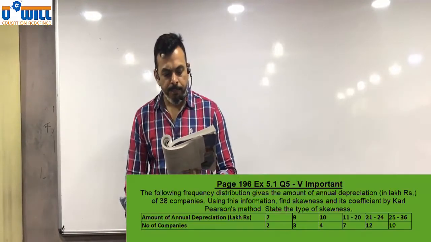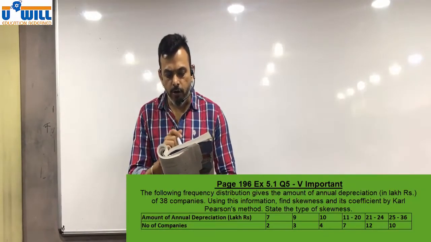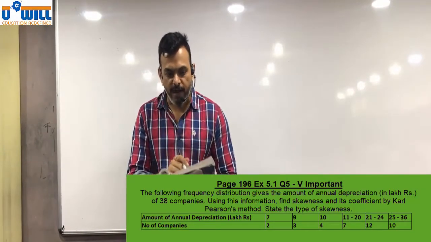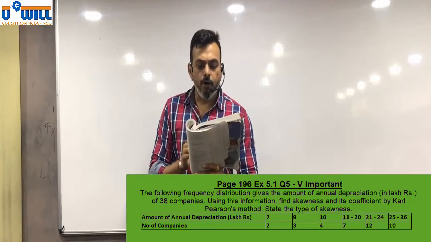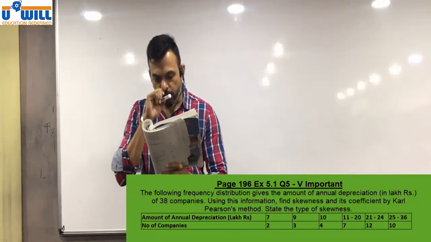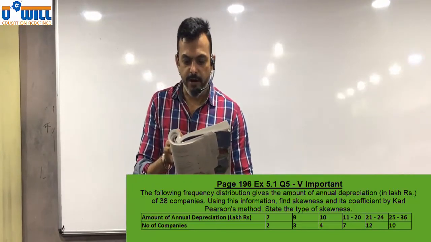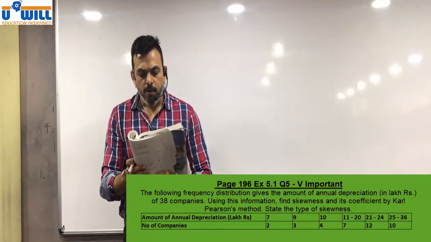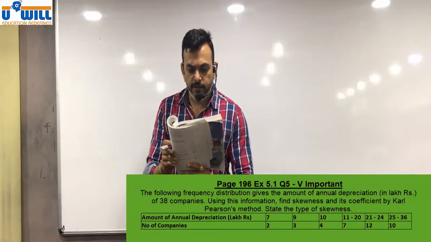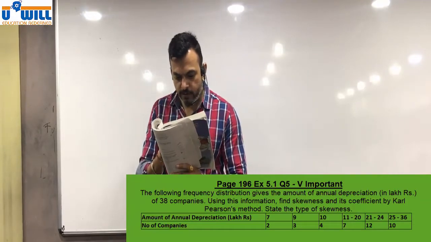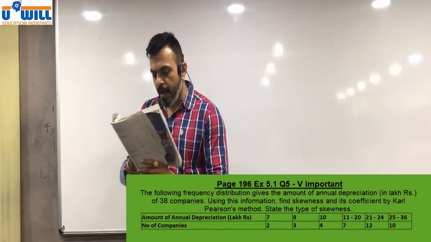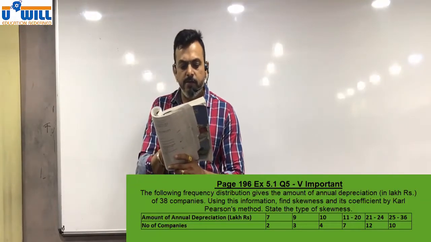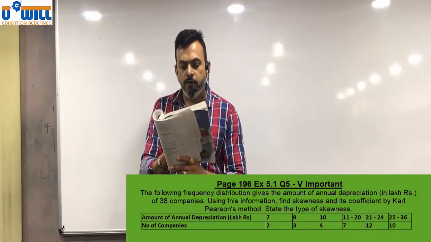Page number 196, question number 5. Mark it very important for your exam. ये आने के बहुत chances है. The following frequency distribution gives the amount of annual depreciation in lakh rupees of 38 companies. Using this information, find skewness and its coefficient by Karl Pearson's method. State the type of skewness.